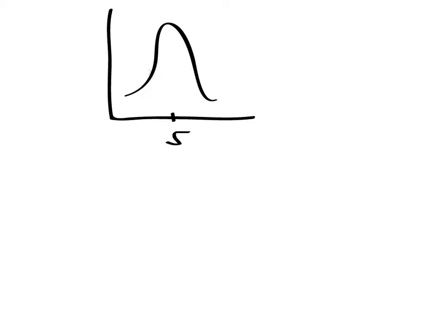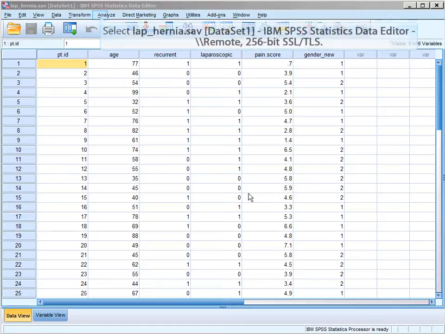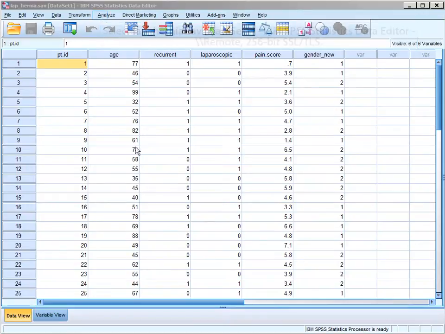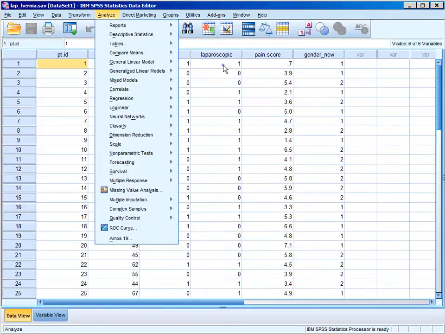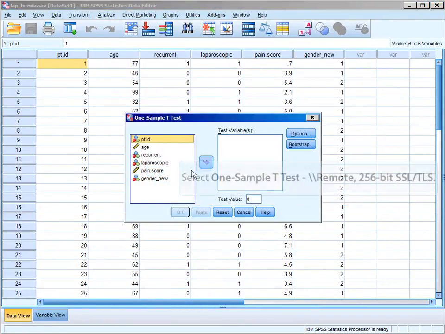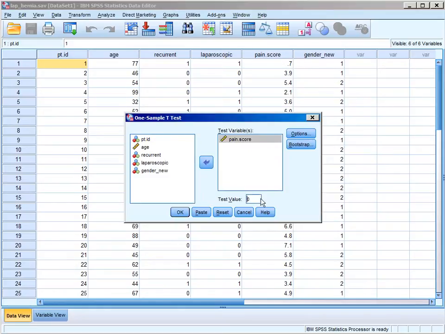Let's see if I can sketch that out. So we have a normally distributed population with a proposed mean of 5 and a sample with a mean of 4.3. So the way to do this is with a one sample t-test, and it can be done easily in SPSS by going to Analyze, Compare Means, one sample t-test, scooting across pain score, specifying the test value, which in this case is 5, and pushing OK.